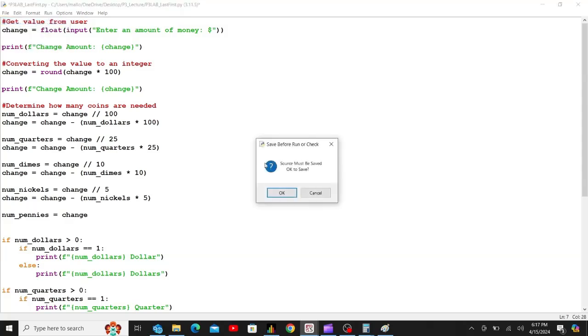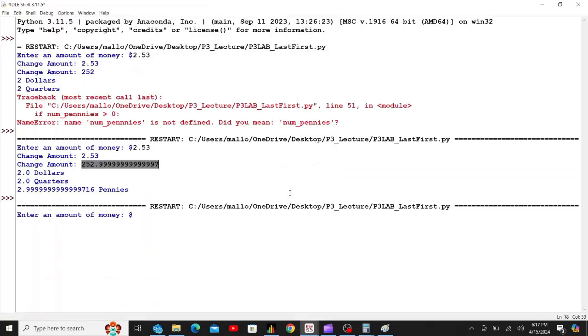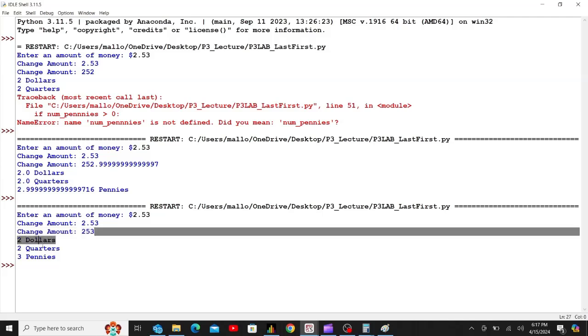Now let's give it a run and see what we got. All right, let's try our $2.53. All right, we're looking good. So our amount of change started off as this. Then we multiplied times 100 and we rounded that value, and it gave us the correct whole number. Then it runs through all of our logic to determine how many of each coin we need.